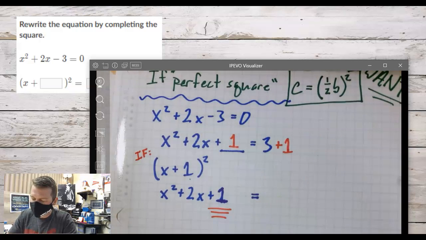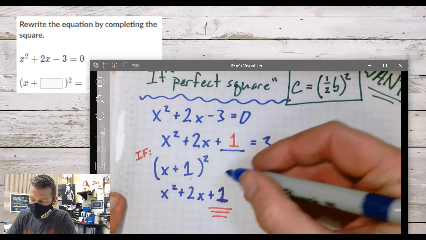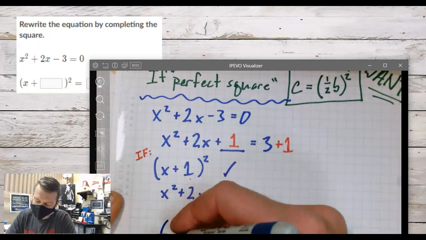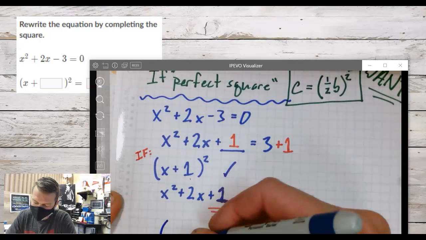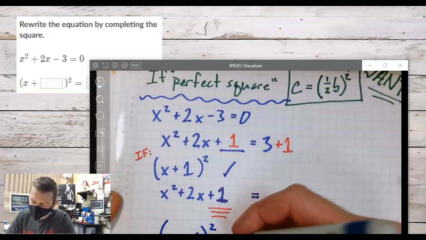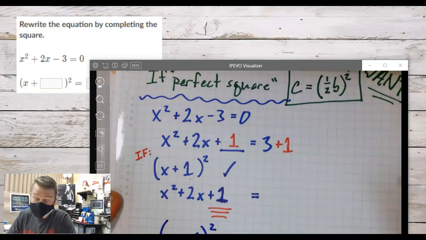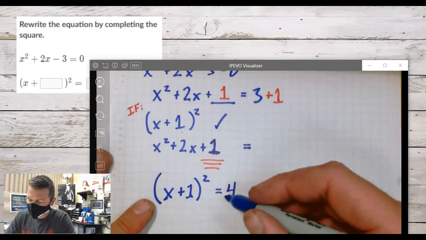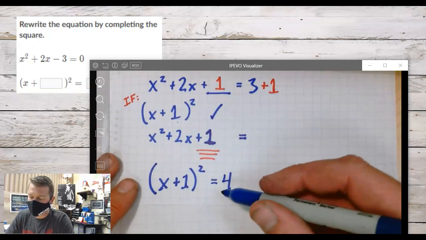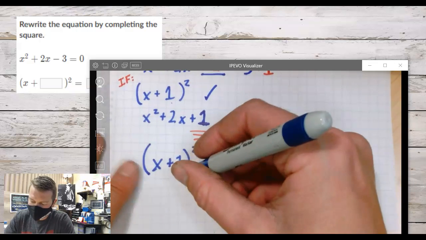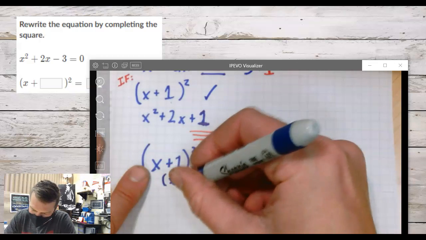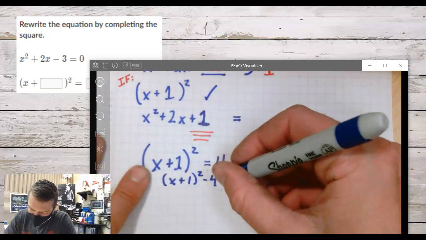What we now end up with is x plus 1 squared works now because we added 1 to both sides. So my left side is now x plus 1 squared equals 4, because the right-hand side had 4 added. So if I want to put this back into quadratic form, it becomes, sorry, I'm going to write real small down here, x plus 1 squared minus 4 equals 0.